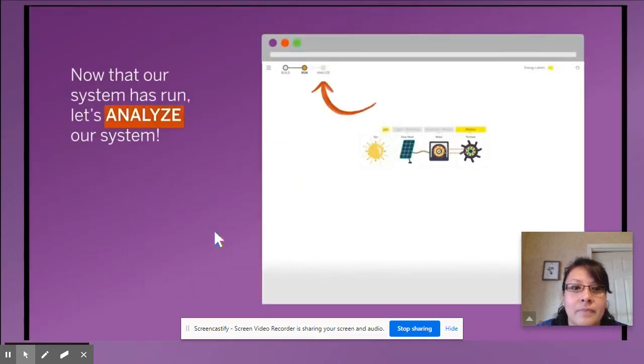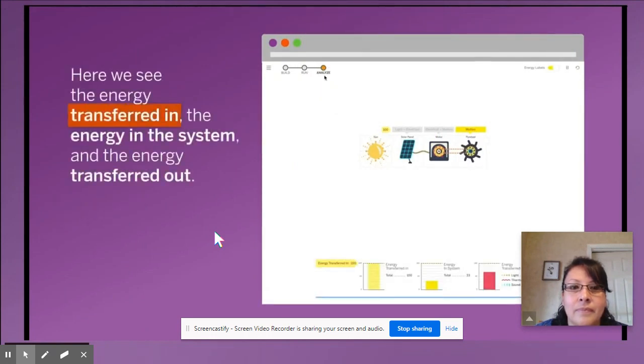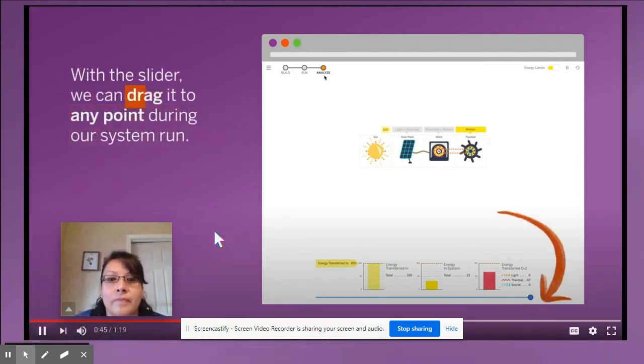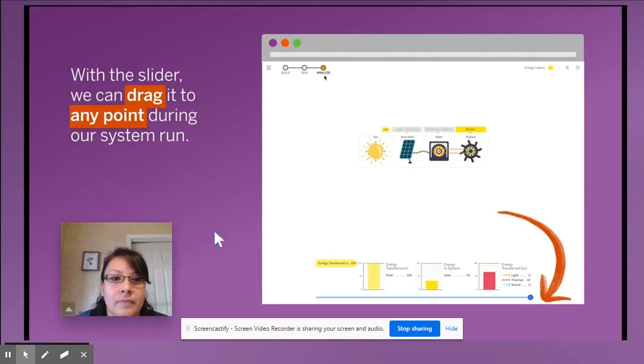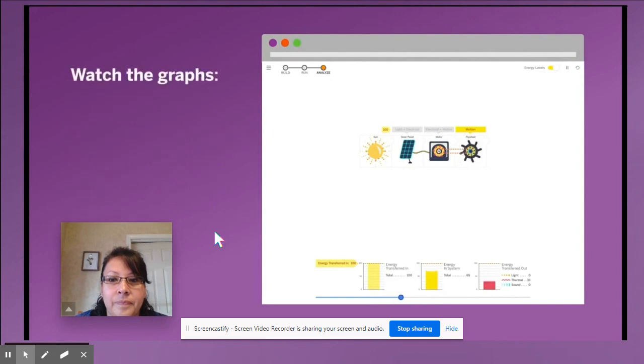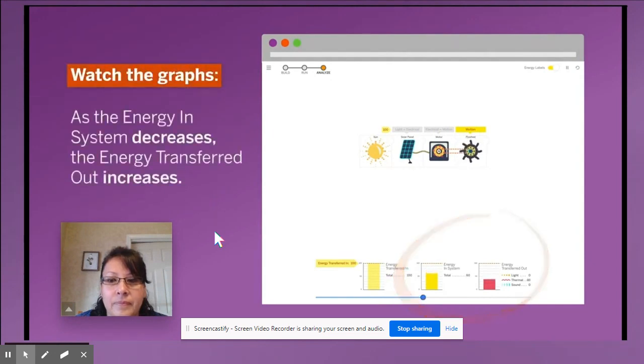Now that our system has run, let's analyze our system. Here we see the energy transferred in, the energy in the system, and the energy transferred out. With the slider, we can drag it to any point during our system run. Let's drag the slider back to the point where all the energy was transferred in. Then, we will watch what happens to each graph as we play the run again. Watch the graphs. As the energy in system decreases, the energy transferred out increases.